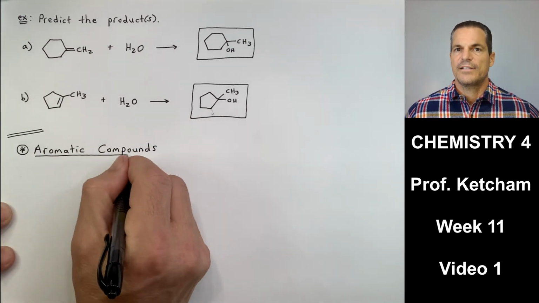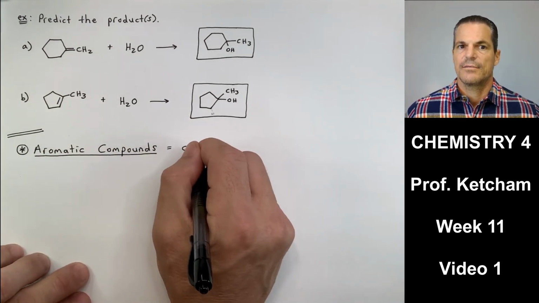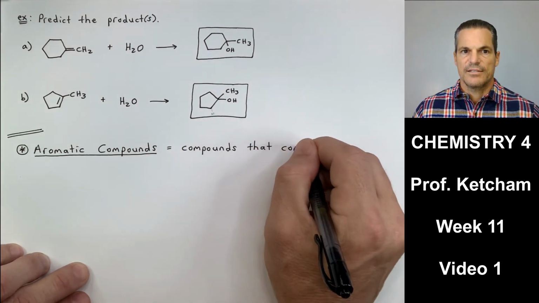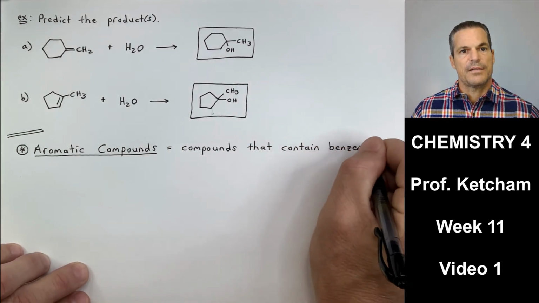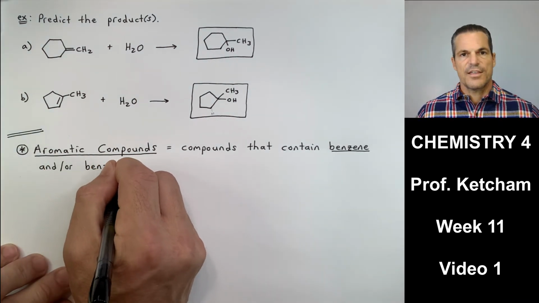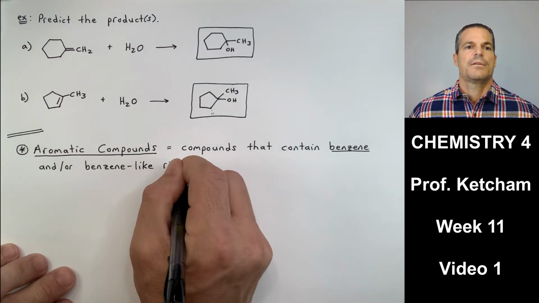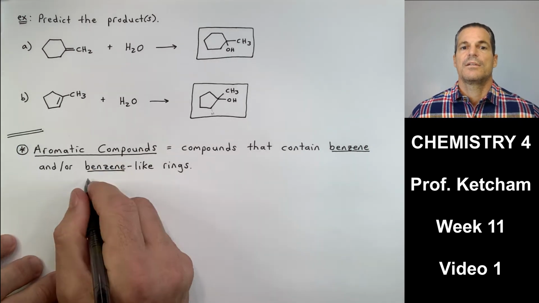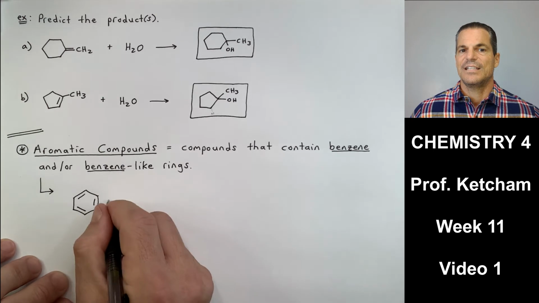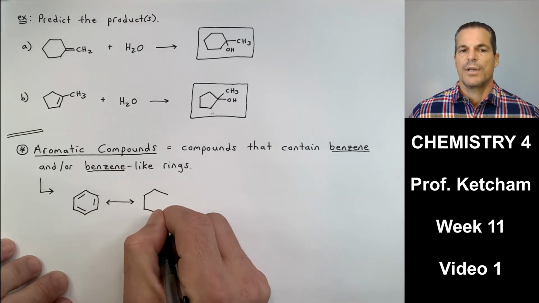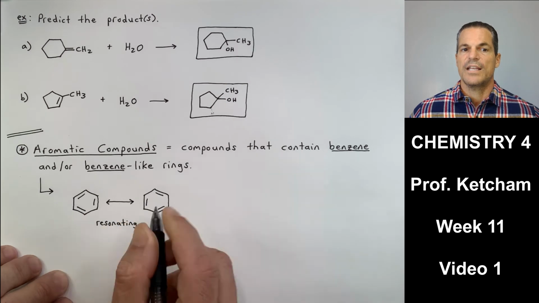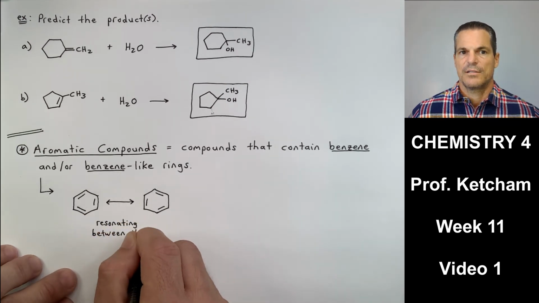All right, so that's it for alkenes and alkynes. We've now covered alkanes, alkenes, alkynes. Now, aromatic compounds. This is the last of the 4 hydrocarbons that have nothing but hydrogen and carbon in them. Aromatic compounds are compounds that contain benzene and/or benzene-like rings. A benzene ring is a 6-carbon ring with alternating double and single bonds.